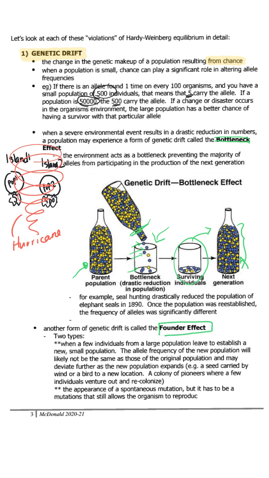And there's sort of two general types of founder effect. The first is if a few individuals from a large population leave to establish a new and small population. So think about pioneers and settlers, right? You might have this large group of individuals, and a couple individuals in that group decide to move on to another area and start their own population.